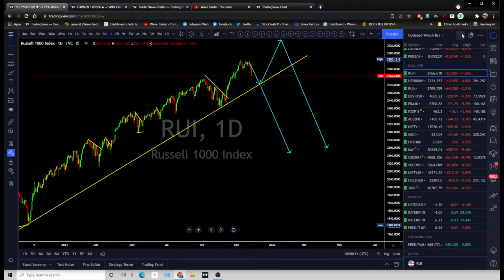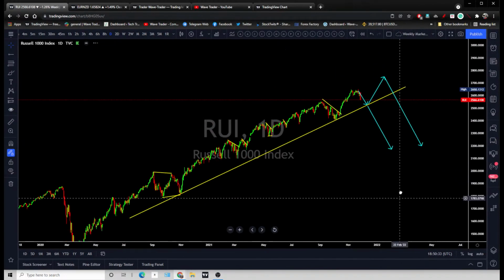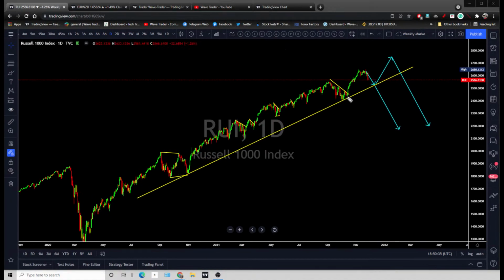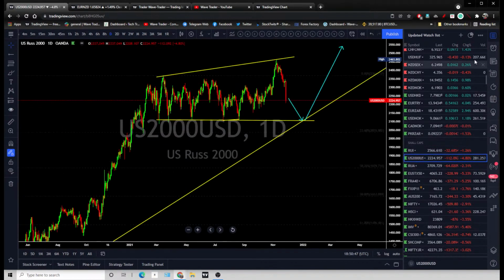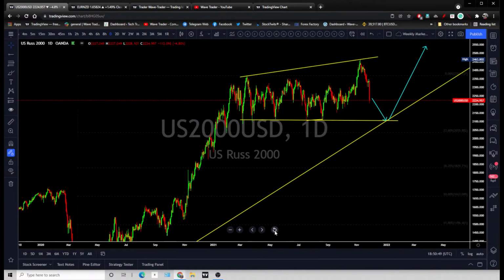All right, so small caps are also dropping. US Russell 1000 to drag up to this low, right? That flat expanding triangle, and then give us a buy the dip opportunity. All right, and US Russell 2 is also going down.